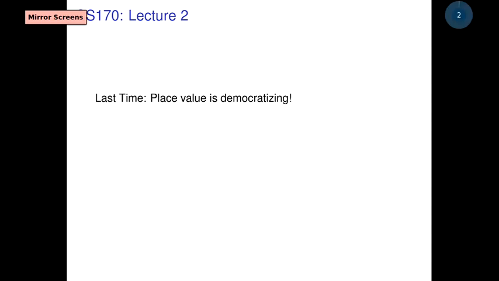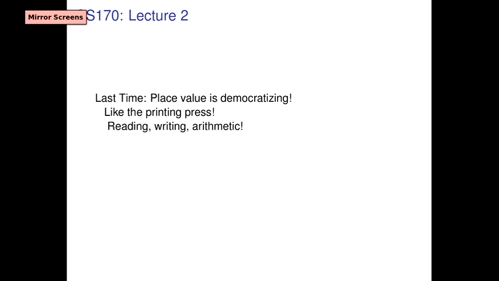Okay, so last time what we talked about is this thing called place value, and it's democratizing, meaning that everybody gets to do it, right? Once you have place value, arithmetic is available to everybody in some sense. It's like the printing press, so now you have reading, writing, and arithmetic for everybody. This is a big deal in human development, or societal development, based on these inventions, the Gutenberg press and the place value system.